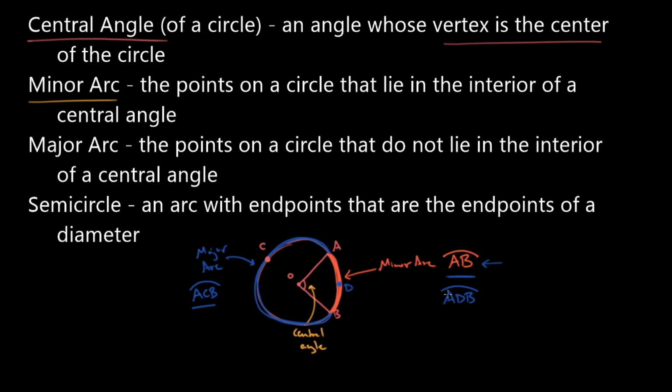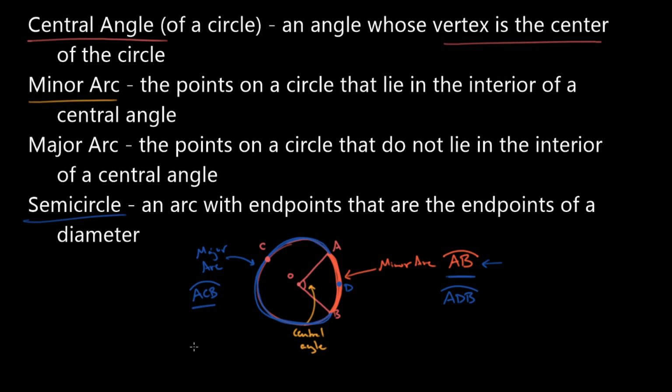So the big difference between these is the larger or smaller parts of the circle. We'll talk about how we measure these in a second. But one last thing to add is that a semicircle is just an arc with endpoints on a diameter, so half of a circle.